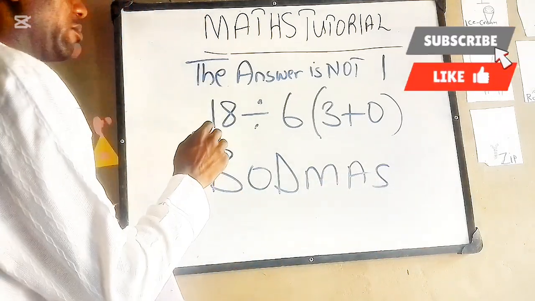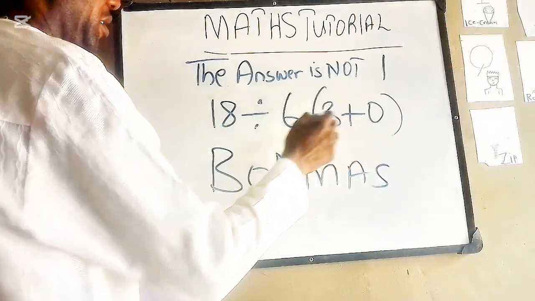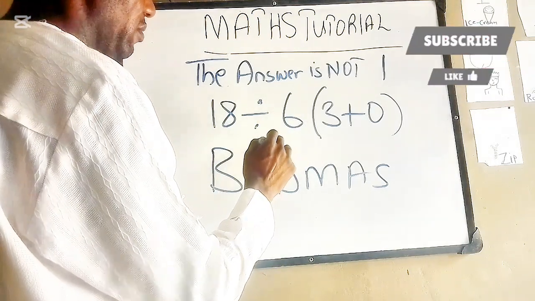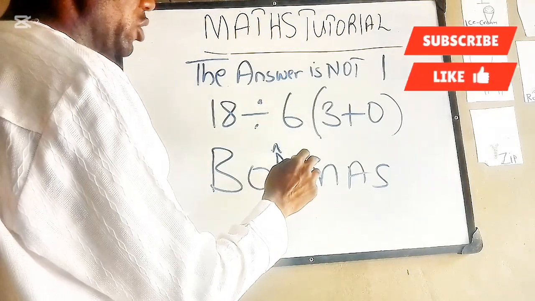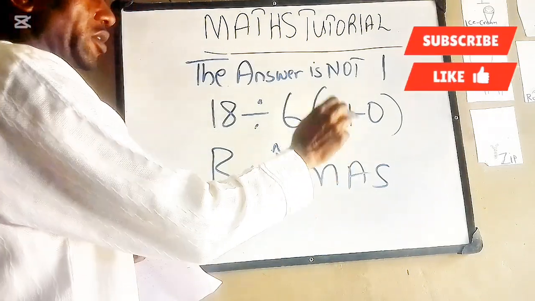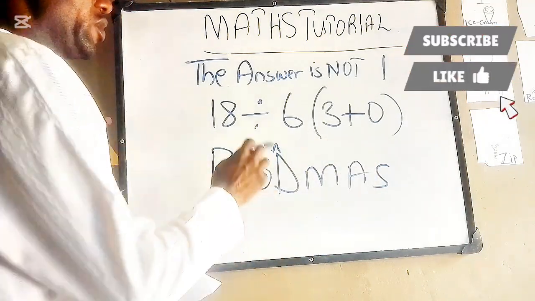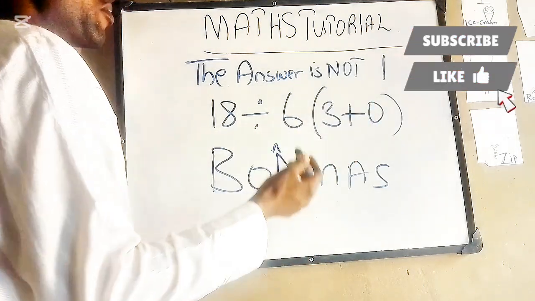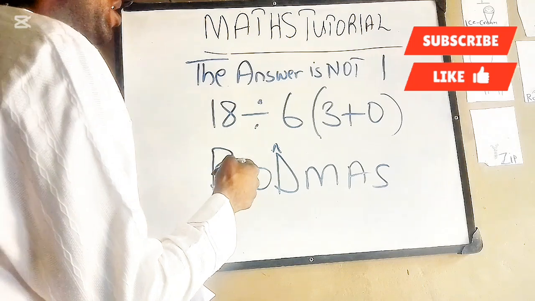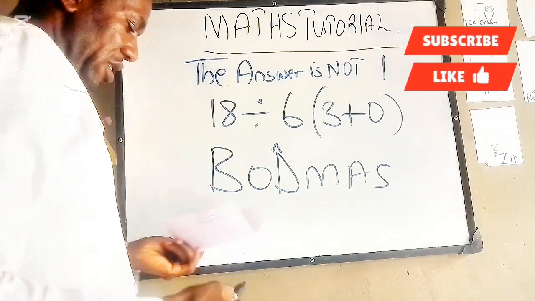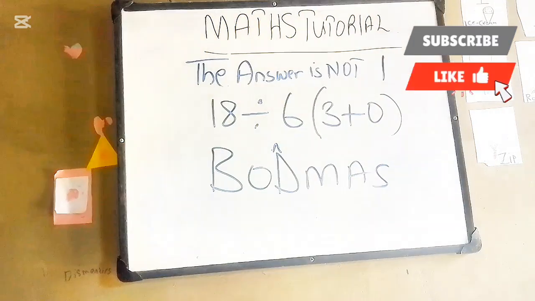So, use BODMAS: bracket first, which is this. Of, there's no of here, then division. After division, you go into multiplication. After multiplication, you go into addition. Subtraction is the last. So in this case, we start with the bracket. After the bracket, we can start with division, and that will be fine. Okay.